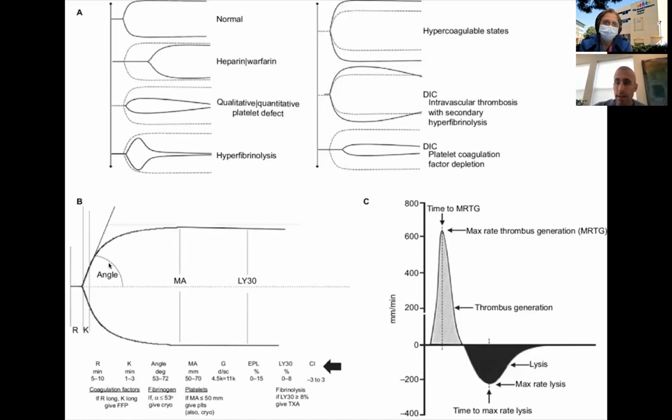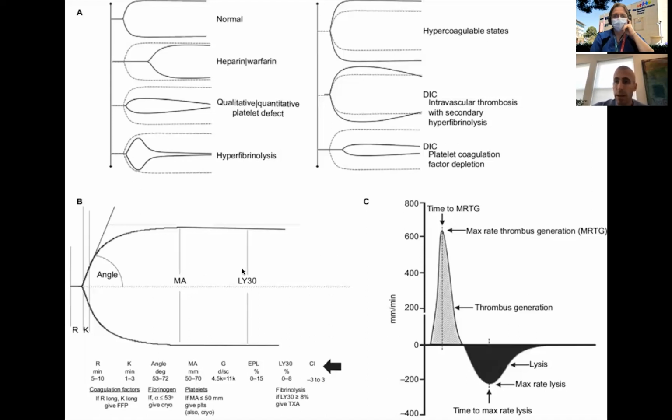Your angle is the tangent at K. It's really how steep and how quickly the clot is forming. And if that angle is not steep, if it's taking a long time, fibrinogen is the problem. You can give cryo. MA is the maximum amplitude. It should be between 50 and 70 millimeters. The clot should be that big. If it's too small, then give platelets. You have a problem with platelets.